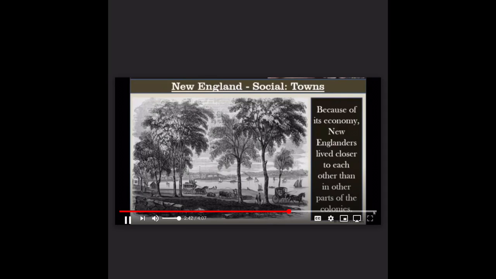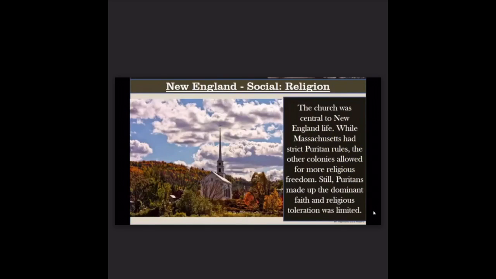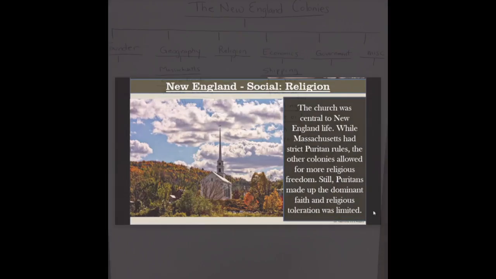Because New England never developed the large, spread-out farms found in the rest of the colonies, the people there lived closer to each other and had much more social interactions centered around towns. The church was central to New England life. We discussed the strict religious rules and persecution put in place by the Puritans of Massachusetts in a previous video. And while the other New England colonies enjoyed more religious freedom than Massachusetts, there was much less religious tolerance in New England than in the other regions of the 13 colonies.